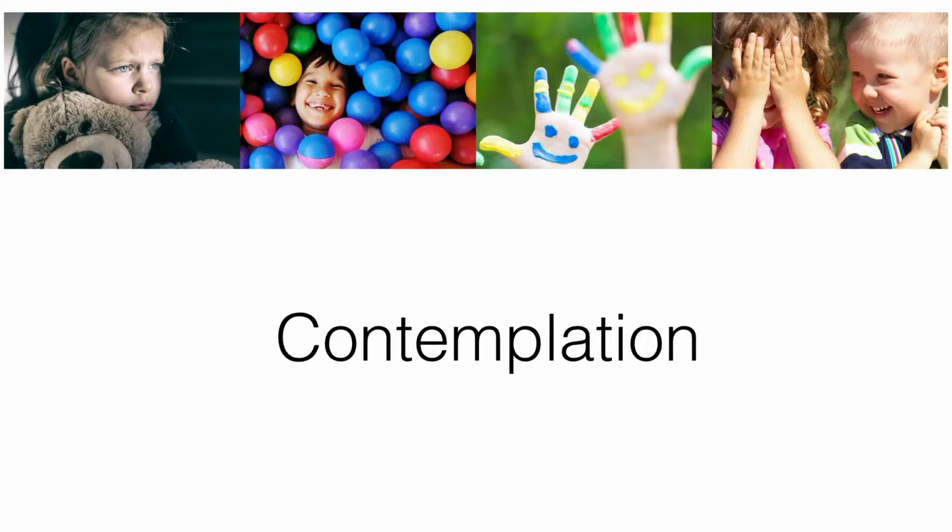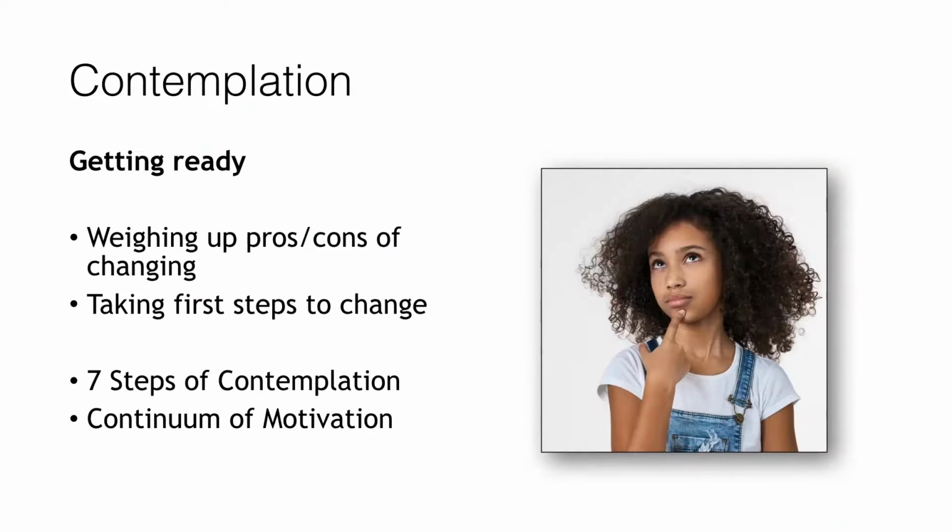The second stage is contemplation. It is a stage of getting ready for change. It's important to ensure you've reached this step. The 7 steps of contemplation can be used to help you confirm they're at the contemplation stage rather than the pre-contemplation stage. If a parent is at pre-contemplation, many of the interventions will have little effect. They won't be maintained, or there will be tokenism or disguised compliance.